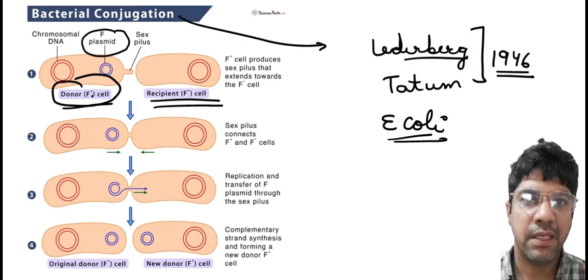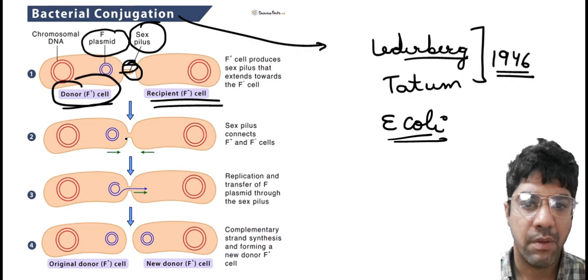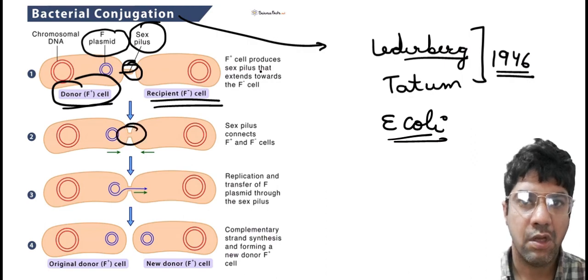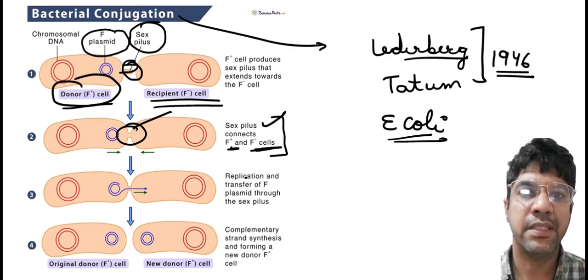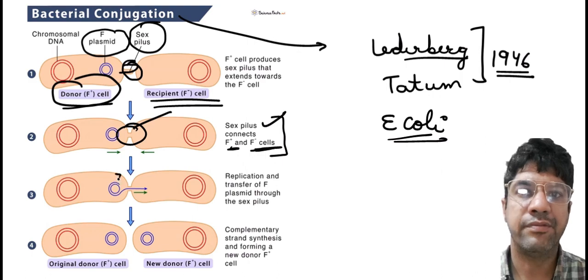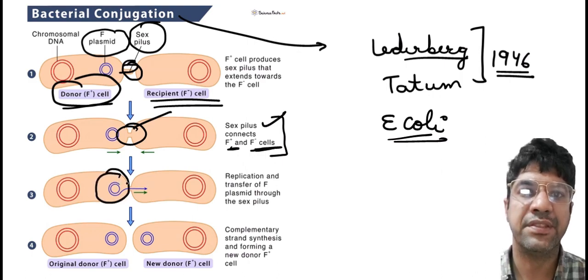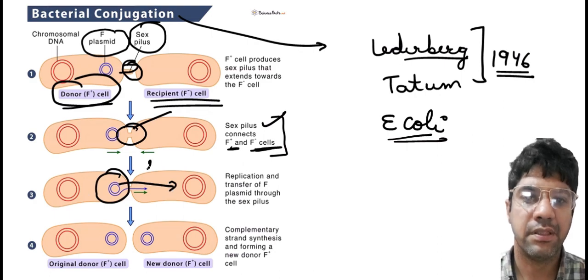So the donor cell forms a physical connection with the recipient by extending its sex pilus, making contact. The sex pilus connects the donor and the recipient cells. So there is replication and transfer of the F plasmid through this sex pilus.